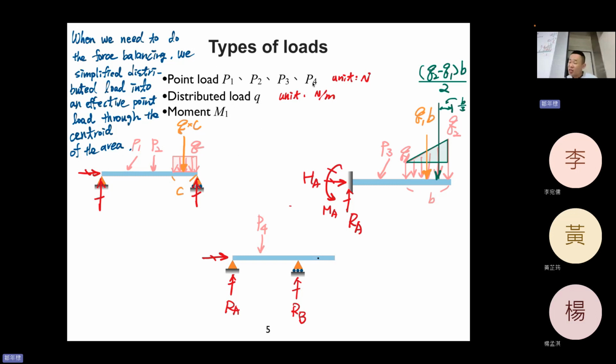Okay, and when we simplify the distributed load to effective load, the purpose is that we are going to do the force balance. Only if we are going to do the force balance, we will make it effective load. Otherwise it will be really difficult for us to do the moment, or force times the arm, right? So it's really difficult if we didn't use the effective load.